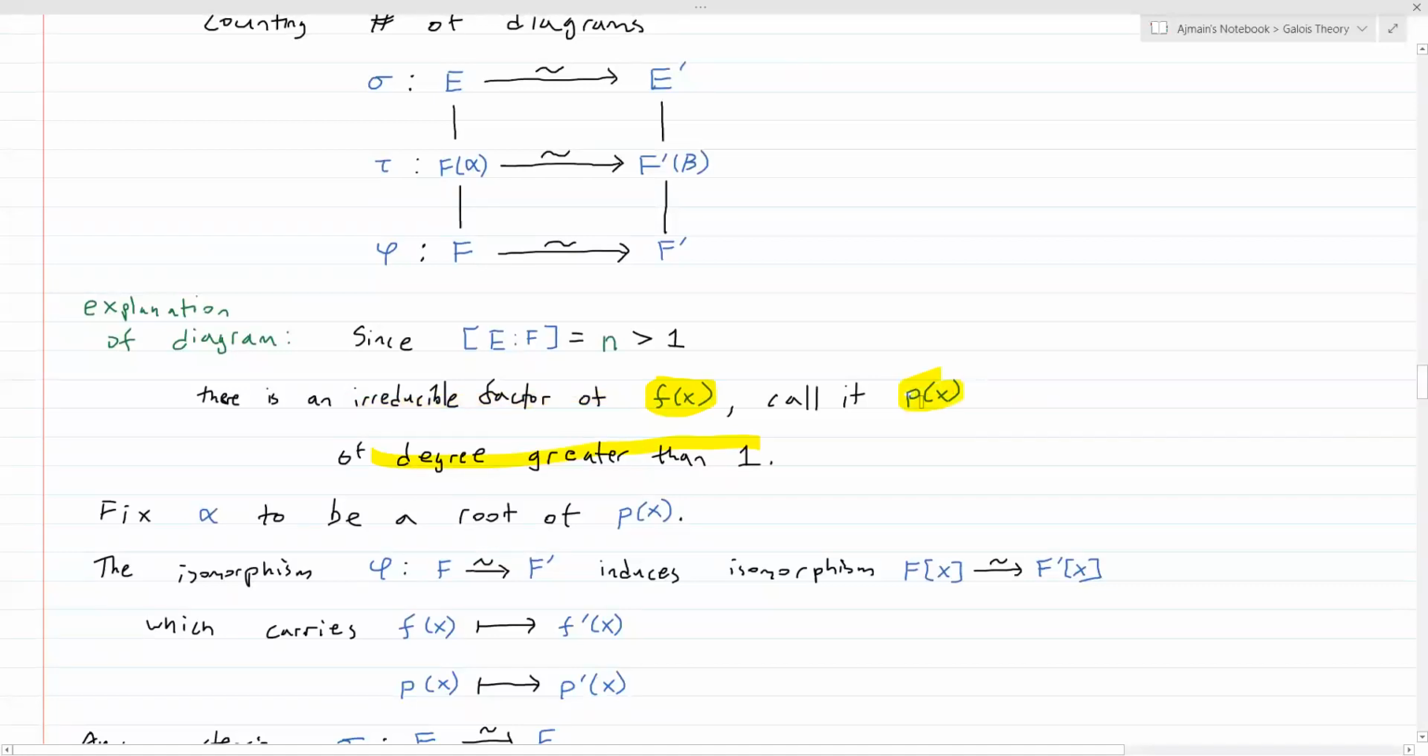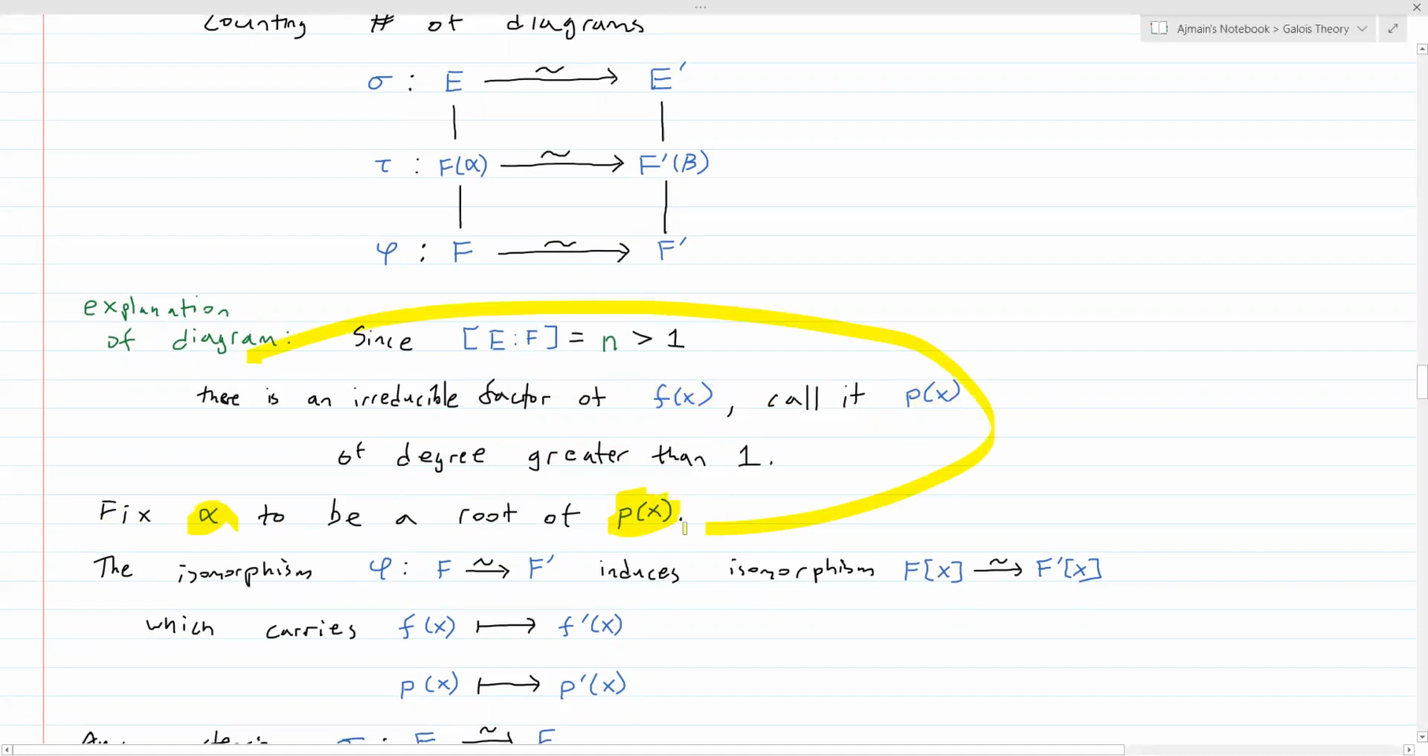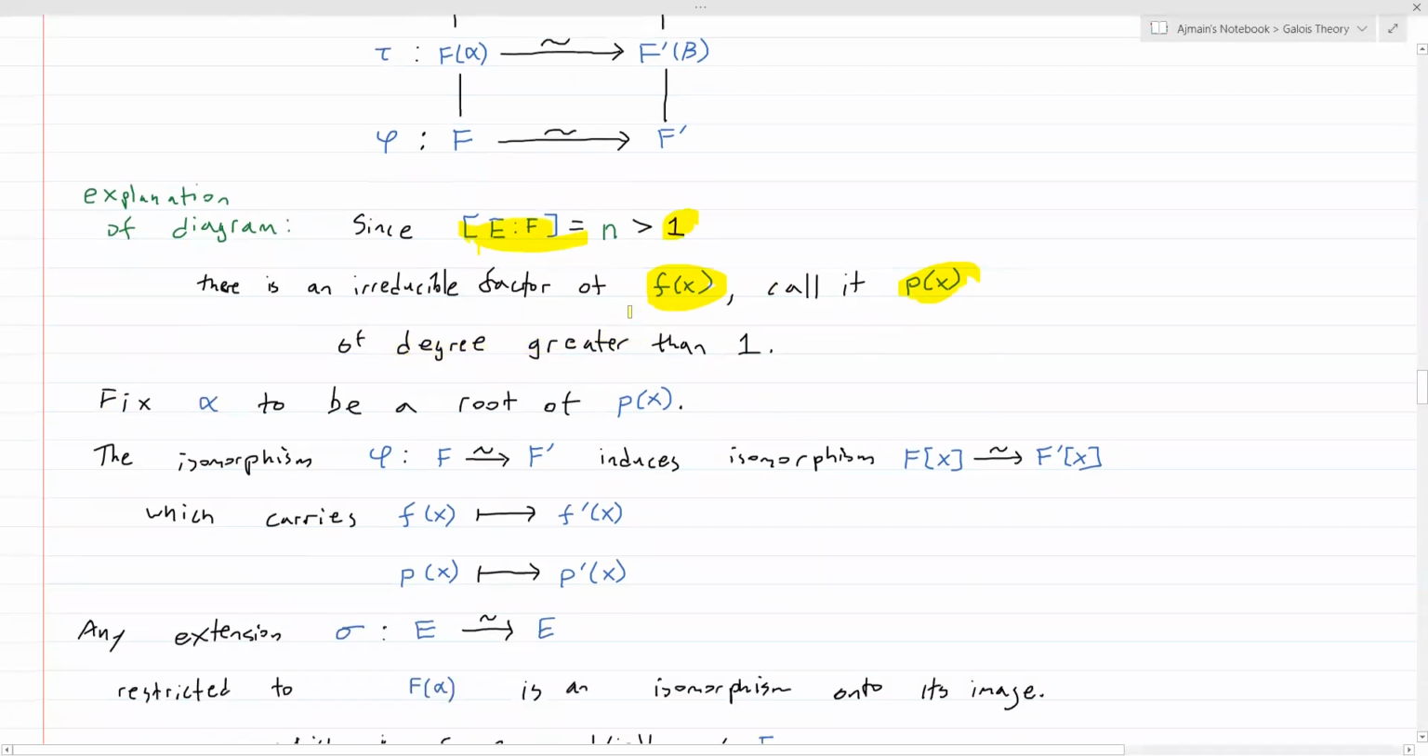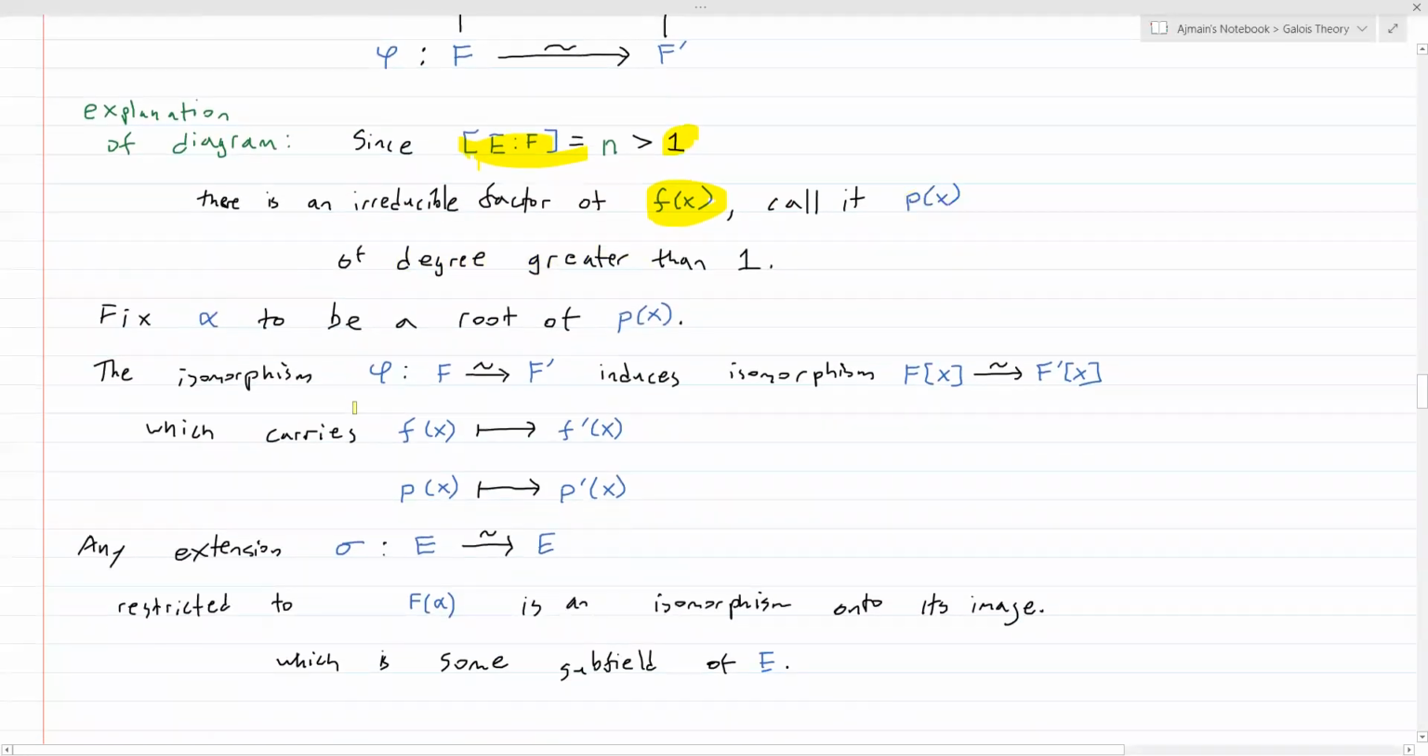So call this irreducible factor of f, p of x. And then fix alpha to be a root of p of x. Right. So we're doing all of this before we even choose an extension sigma. So forget about sigma. Just think about fixing alpha as a root of p of x, which always exists because the degree of the extension is greater than 1. Now we're still not even talking about sigma yet.